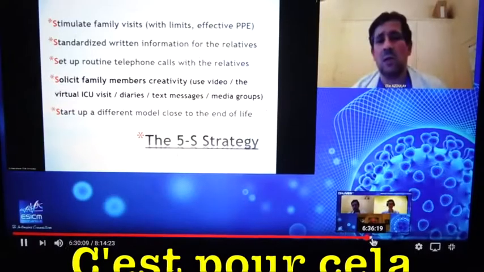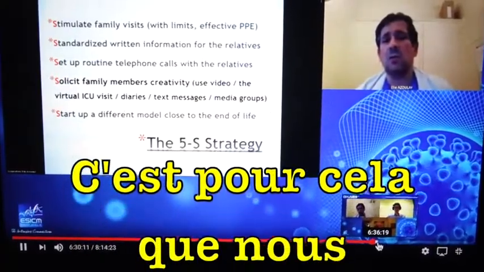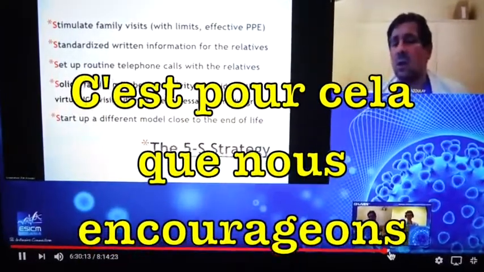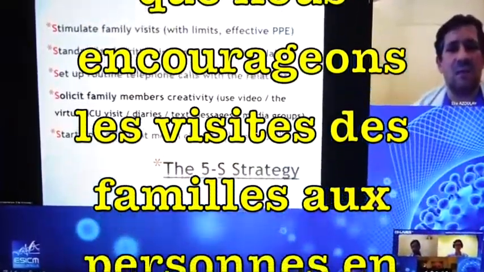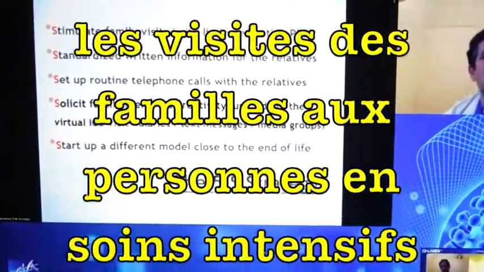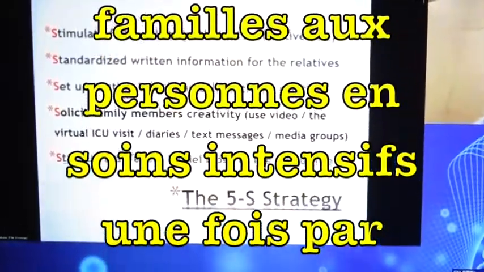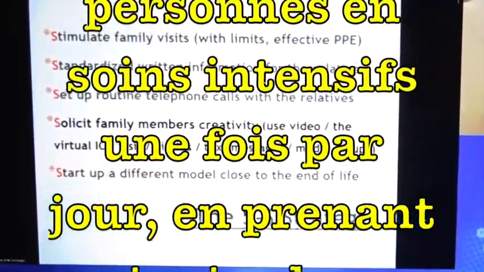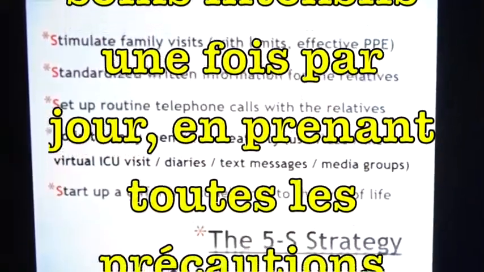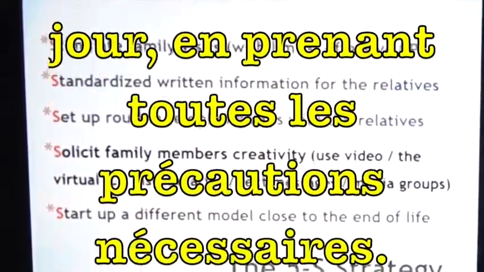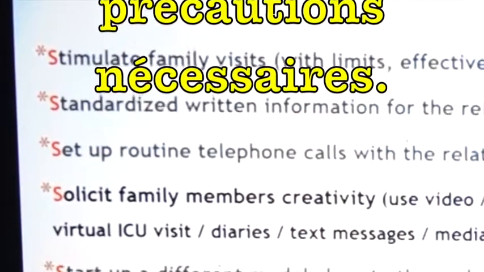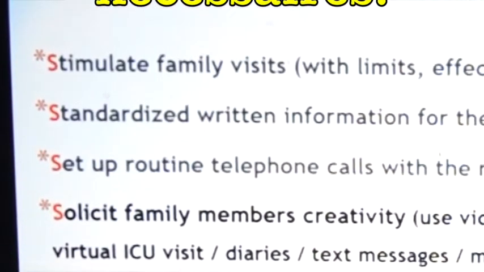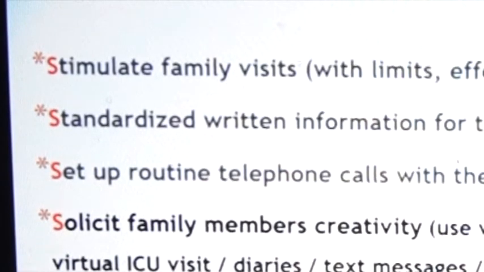We are encouraging critical care teams to open the ICUs, of course with limits and of course with effective PPE for family members. This is what we do: we make sure that at least one person can enter the ICU every day to see the patient. Two, we provide family members with standardized written information. Three, we set up routine telephone calls with the relatives.